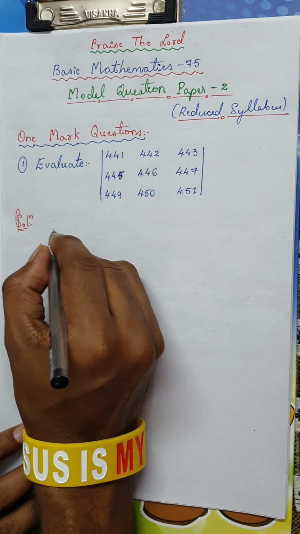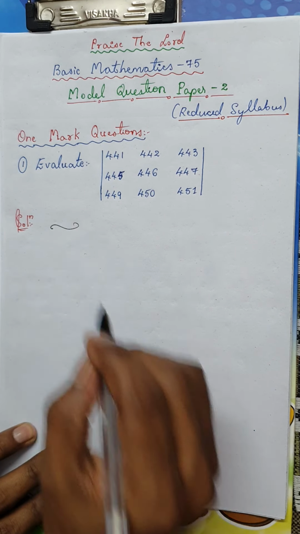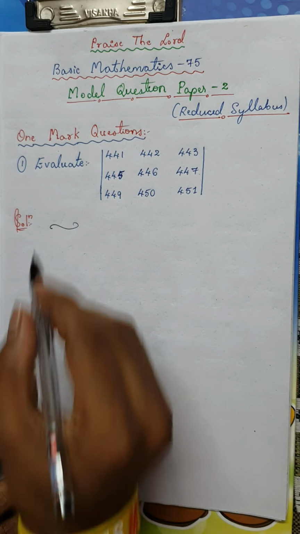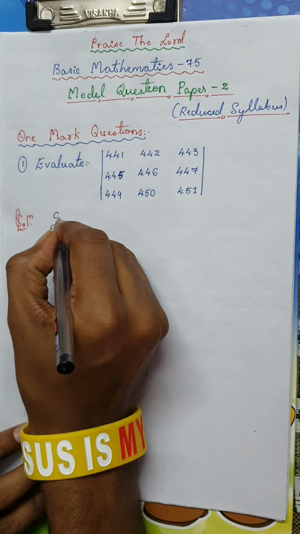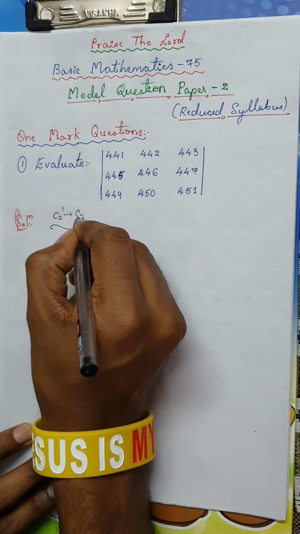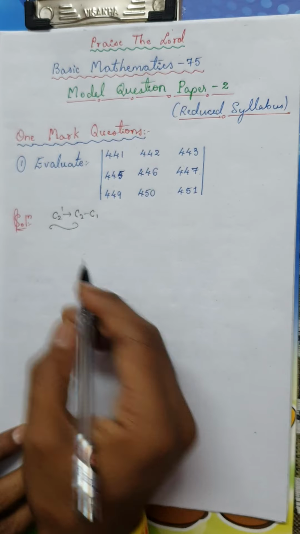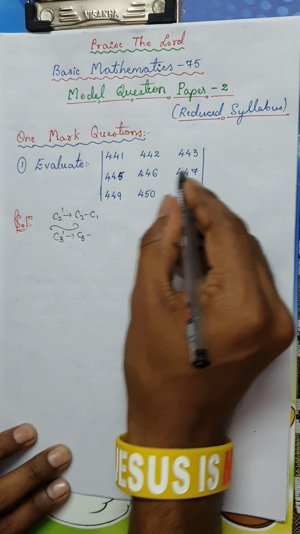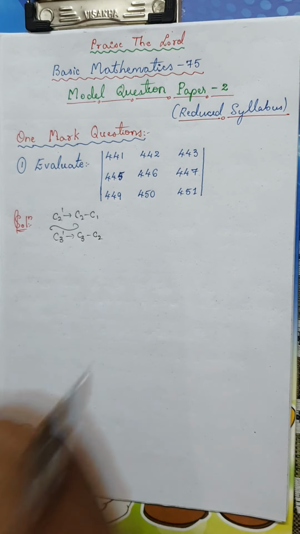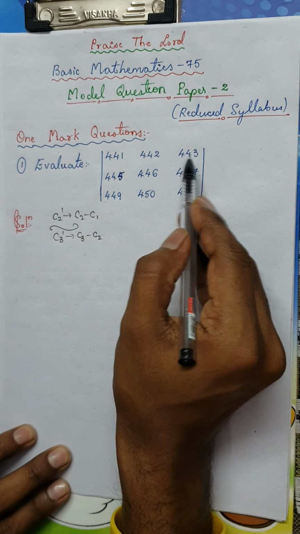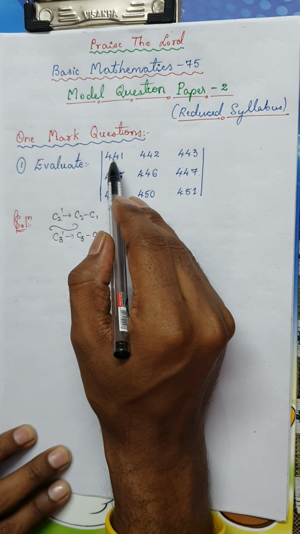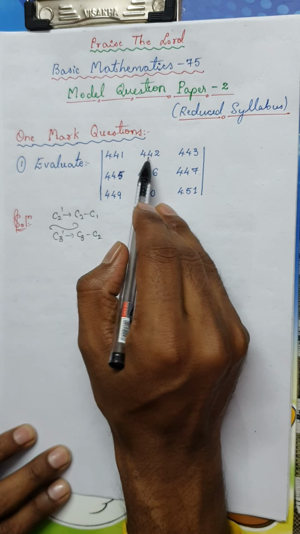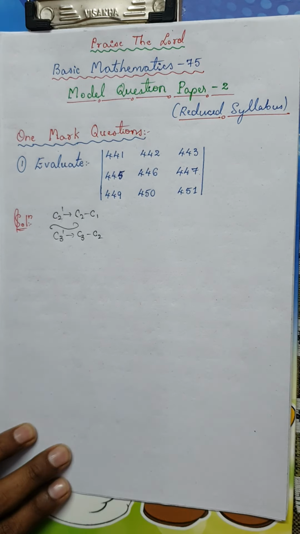So I'm going to use the properties, the elementary transformations. See the operations I'm going to use. I'm going to change the second column as second column minus first column. At the same time, I'm going to change the third column as third column minus second column. You may take third column minus second column, it does not make much difference, but it is better if you take C3 minus C2, and C2 is changing to C2 minus C1.